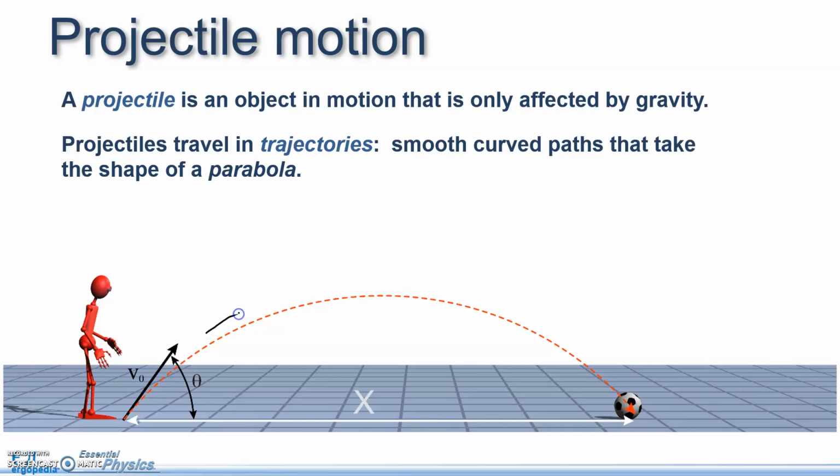The path in which the projectile will move, this parabolic path, is called a trajectory. So the trajectory of the object is just the path that it takes.